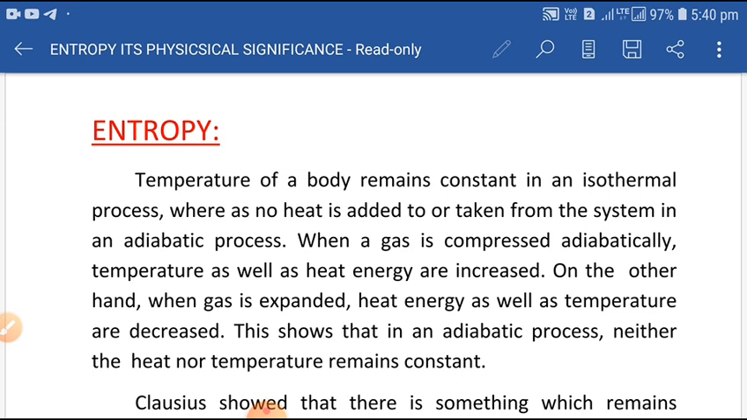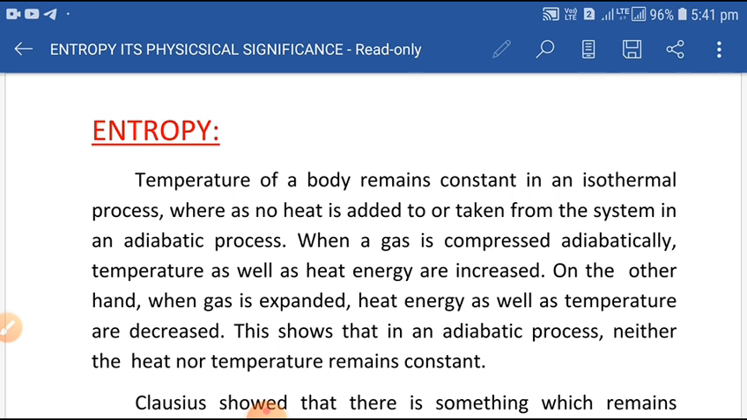Already we have discussed that the temperature of a body remains constant in an isothermal process. Yes or no? We know that in an isothermal process, temperature is constant. But heat transfer takes place from system to surroundings and surroundings to the system. Whereas no heat is added or taken from the system in an adiabatic process. So what happened in the adiabatic process? There is no heat transfer from system to surroundings and surroundings to the system.